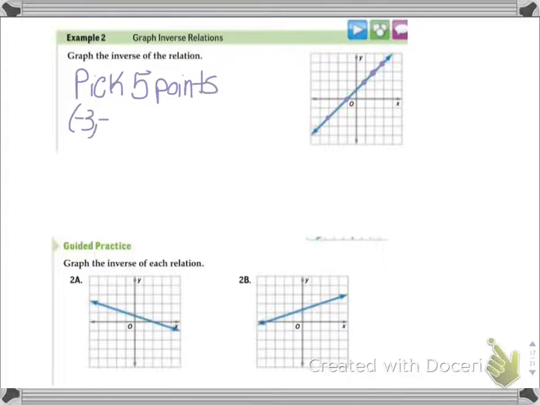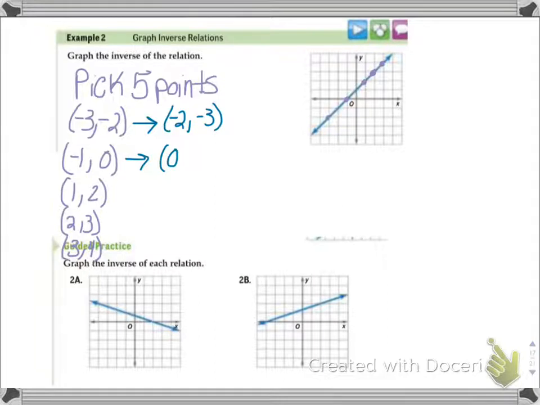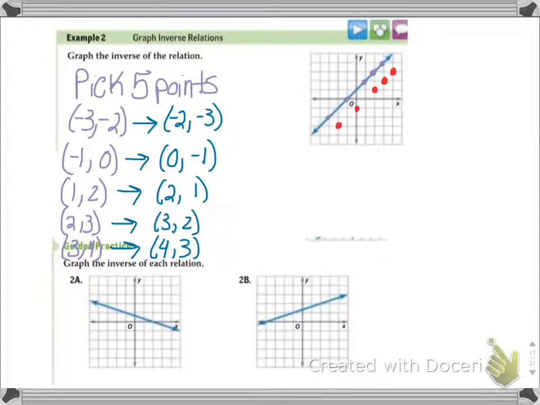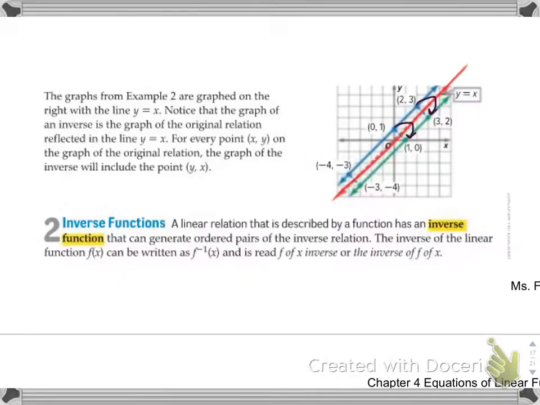So each of those coordinates are (-3, 2), (-1, 0), (1, 2), (2, 3), and (3, 4). Then we're going to flip the x and y's like we just did before. So (-2, -3), (0, -1), (2, 1), (3, 2), and (4, 3). Then I plot those 5 points, connect the dots, draw my arrows, and I am done.